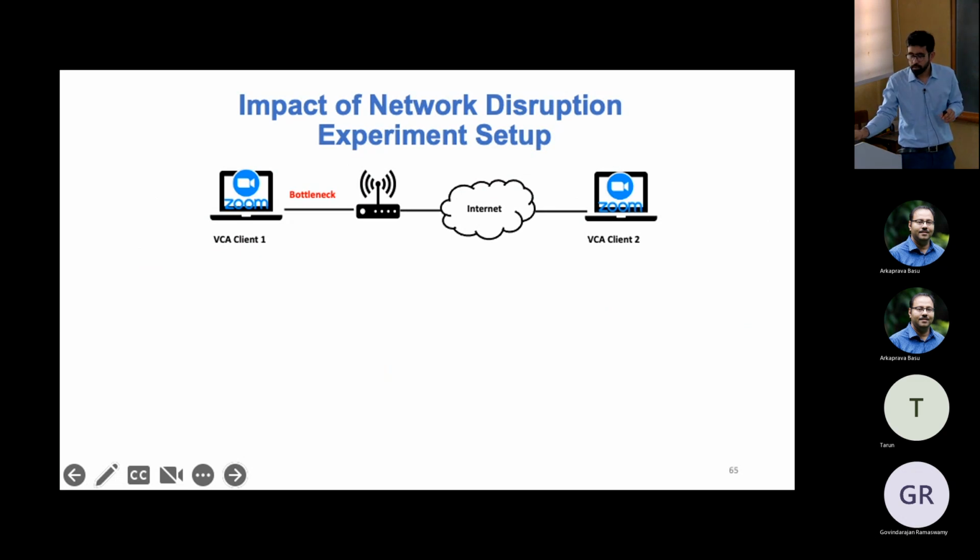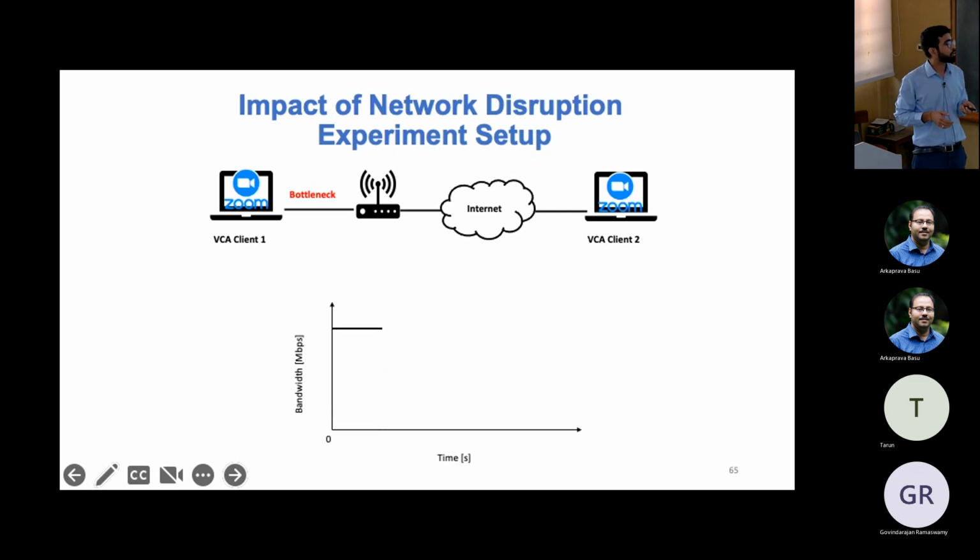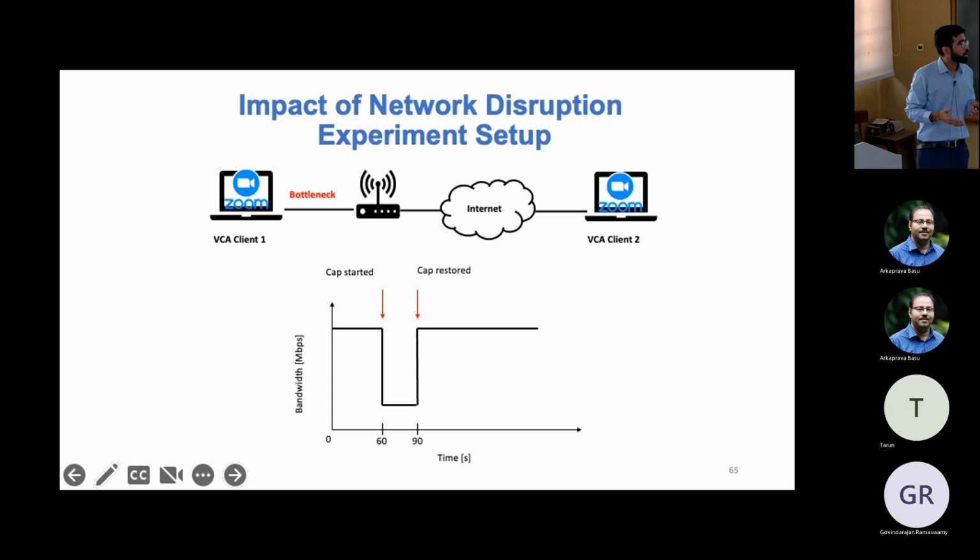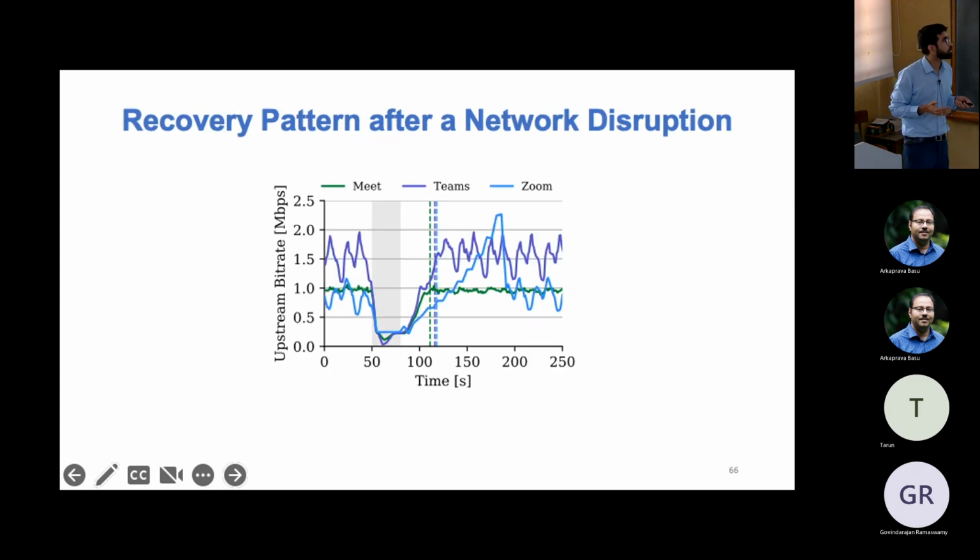So yeah, to understand the impact of network disruption, we had a two-person call setup, and we introduced a network disruption 60 seconds into the call, which lasted for 30 seconds, and then the cap was restored, and then we looked at how VCAs respond to these network disruptions. Here are the recovery patterns for one single call for the three different VCAs.